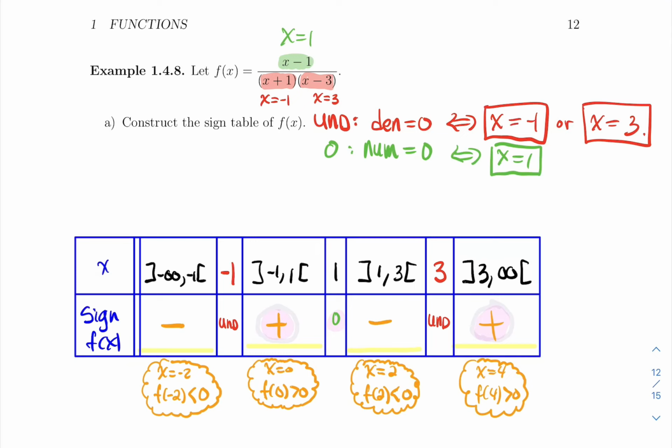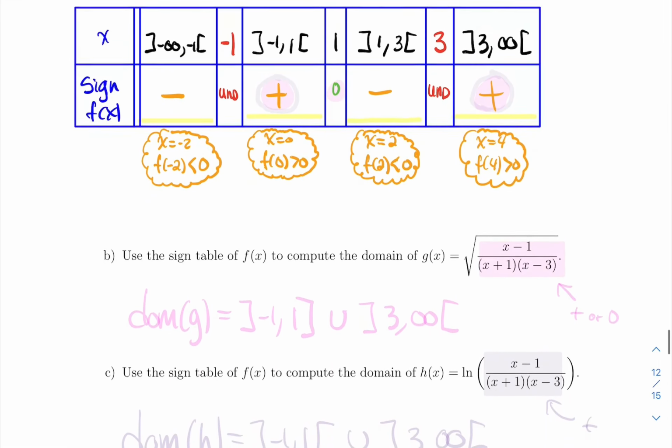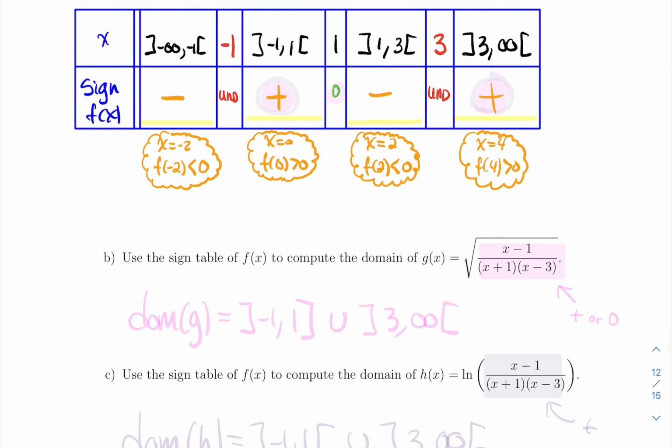And what's cool is, I have two follow-up questions here, and typically this is how a question could be assigned to you. Let's use a sign table to compute the domain of this new function. I'm trying to compute the domain of the new function, which is the square root of f of x, so the square root of (x minus 1) over (x plus 1)(x minus 3).